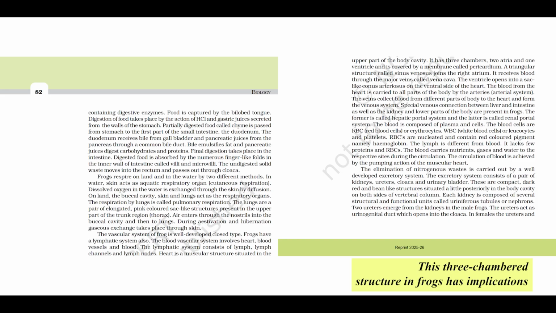This 3-chambered structure in frogs has implications for the mixing of oxygenated and deoxygenated blood. Let's trace the blood flow. Deoxygenated blood from the body is collected by large veins, vena cavae, and enters a triangular structure called the sinus venosus. This then empties into the right atrium. Oxygenated blood from the lungs and skin returns to the left atrium. Both atria then contract simultaneously, pushing blood into the single ventricle.